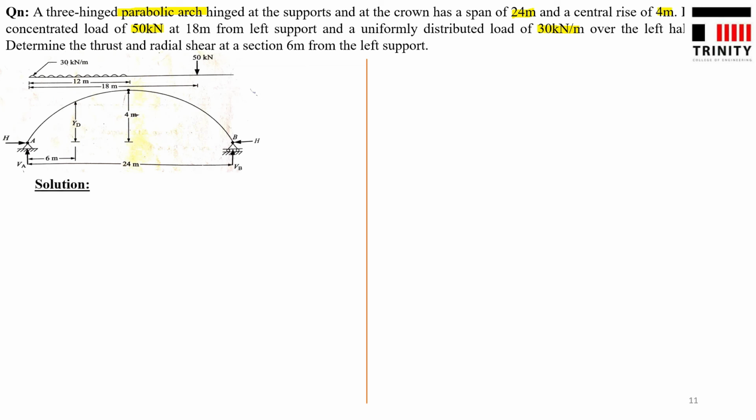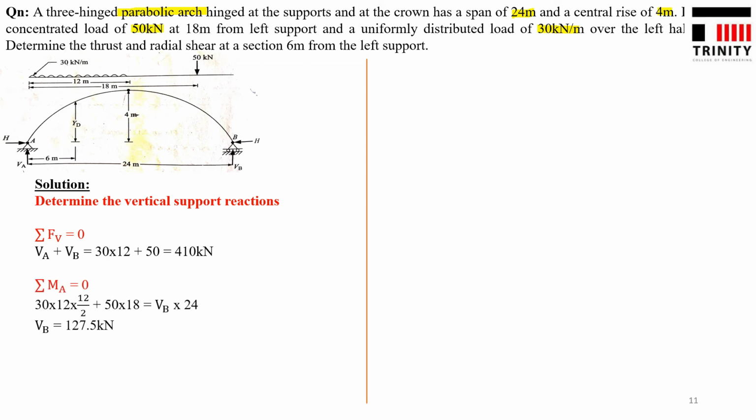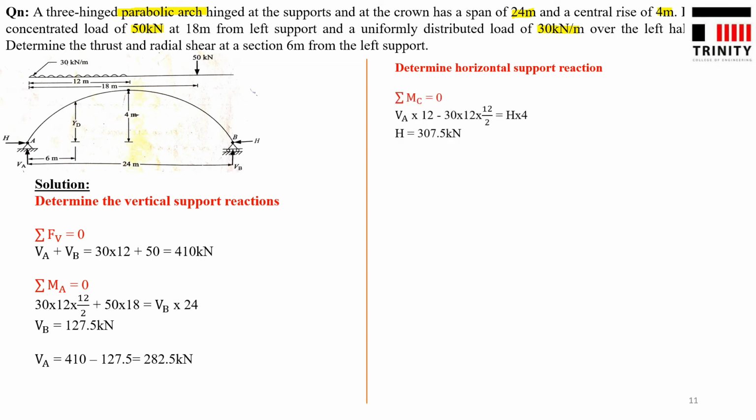Then the solution part. First, you need to determine the support reactions as I explained in the previous question. Determine the vertical support reactions by using conditions of equilibrium, sigma F is equal to 0 and sigma M is equal to 0. Then determine the horizontal support reaction by using the condition of equilibrium, sigma MC is equal to 0. So support reactions are calculated. Then you were asked to find the moment, thrust and radial shear at a section 6 meter from the left support. So x is 6 meter.